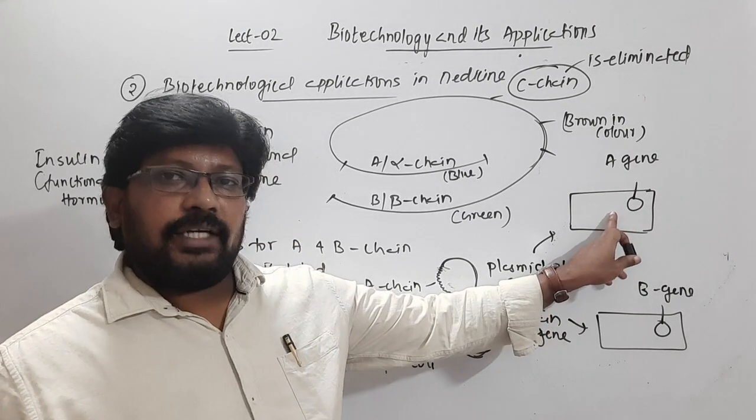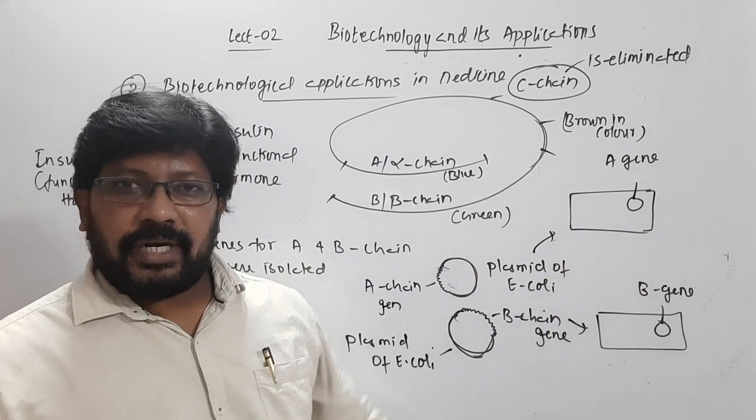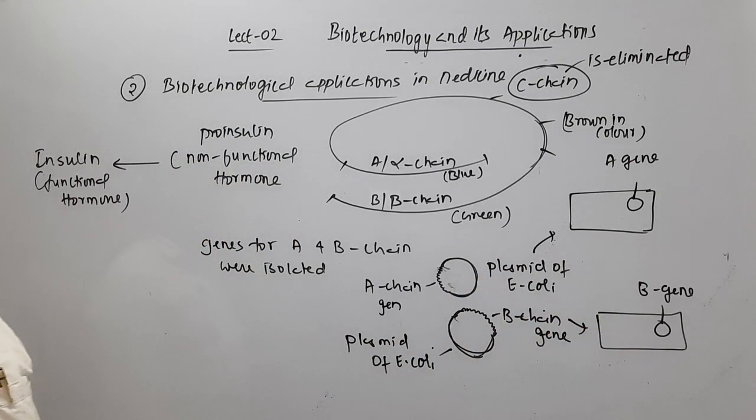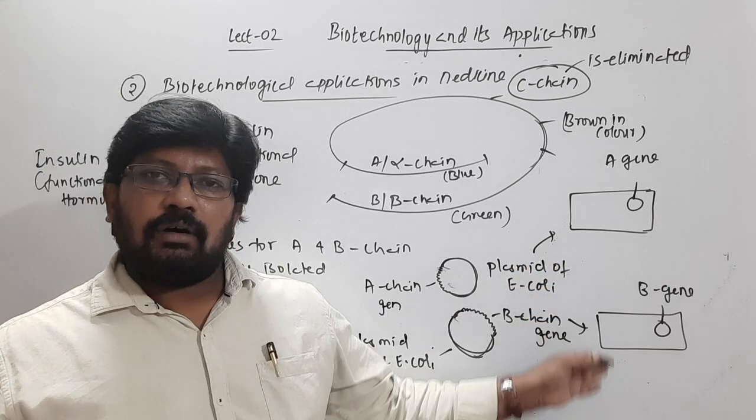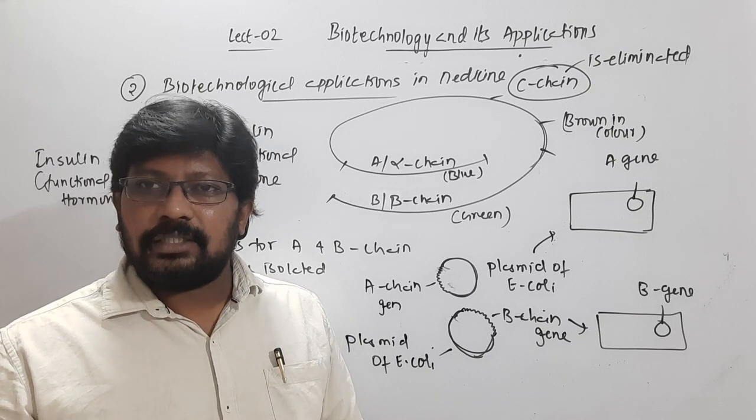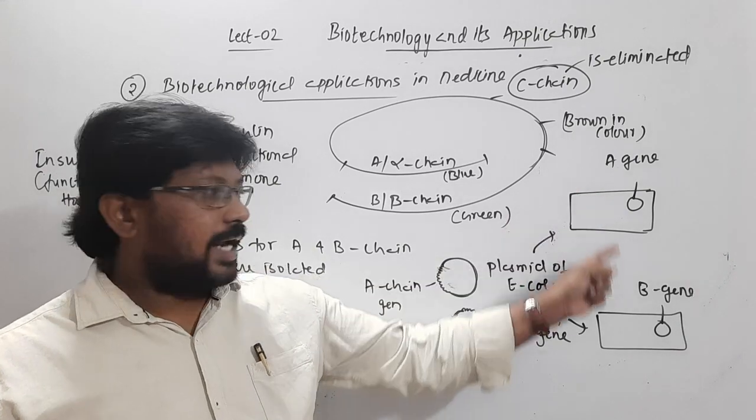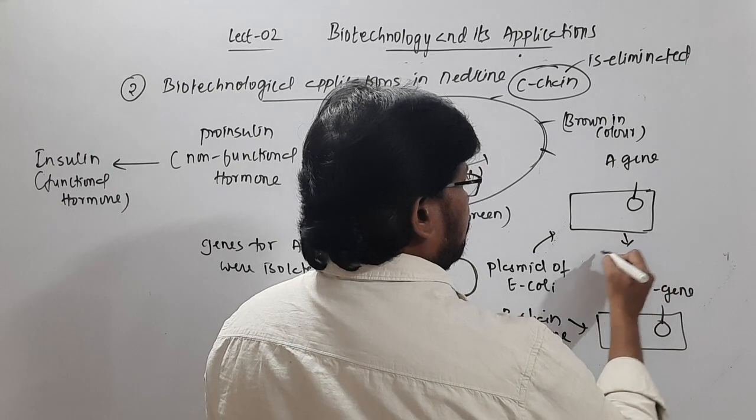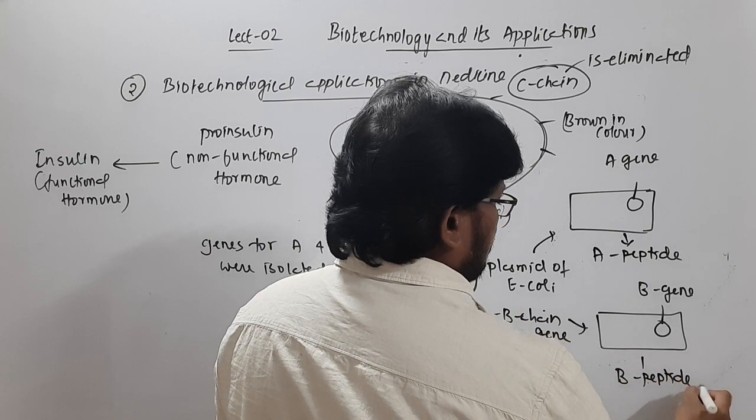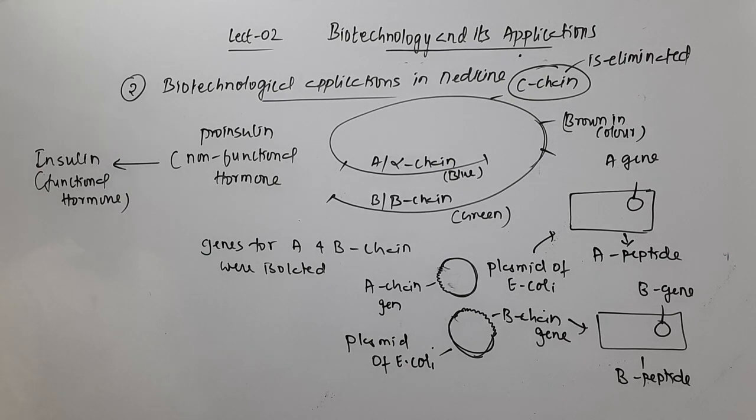Once they are present inside the bacterium, they are going to get expressed, and as a result they produce the A peptides and B peptides, which will be collected later. You may be asking where they will be growing. We grow them in bioreactors in large quantities, and collect in large amounts the A peptide and B peptide. Those two will be joined using chemicals that form the disulfide bonds between the A chain and B chain.